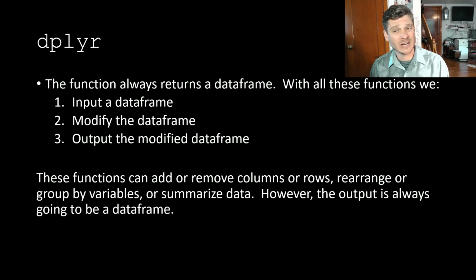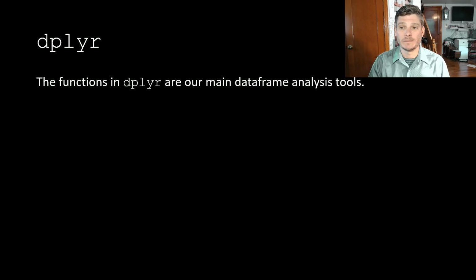Now, the second thing we want to keep in mind when we use these functions is that once we run a function, it's always going to return another data frame. Our output is going to be another data frame for us. So the idea is we're going to input a data frame, modify it in some way, and then have our output as that modified data frame. Again, with our functions, we can add or remove columns or rows, we can rearrange, order and summarize. However, the output is always going to be in the form of a data frame itself. All right. Which means that we might have to save that data frame.